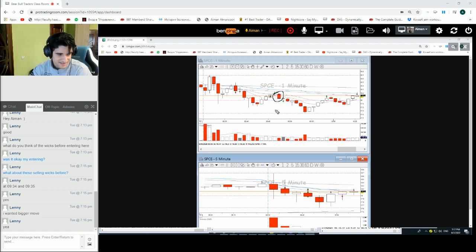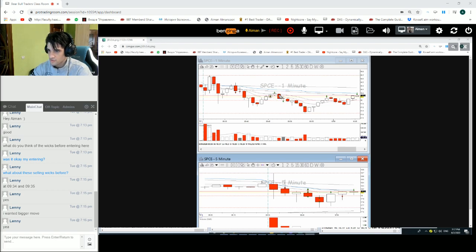you re-entered, right? So if you were a little bit patient right here without adding right there, you could have simply added right here to your previous position, moved your stop loss to a new 1 minute high, so you could basically double your position without risking more than 1 hour, and then you could have got this whole move right there.